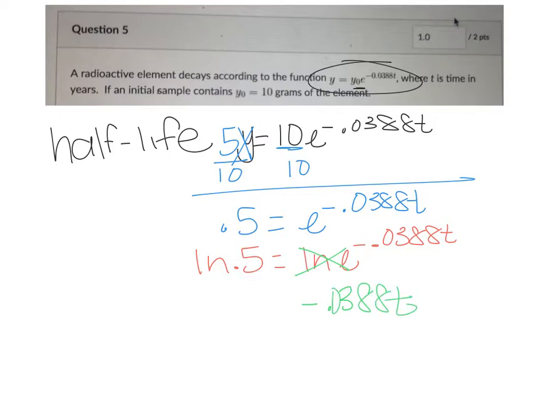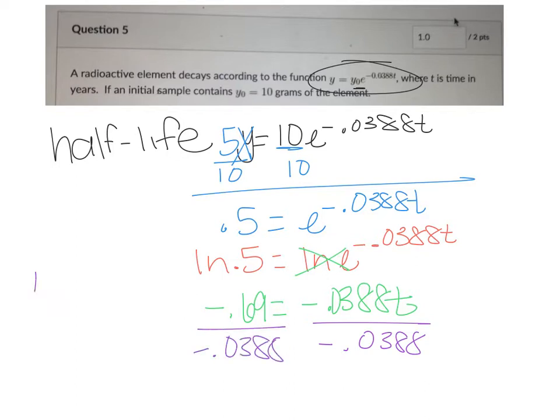And on the right-hand side, the ln of 0.5 is approximately negative 0.69. But leave it whole in your calculator. Leave the negative 0.693147 and so on. And then your last step here is going to divide both sides by negative 0.0388. Therefore, the time in years is approximately 17.9.